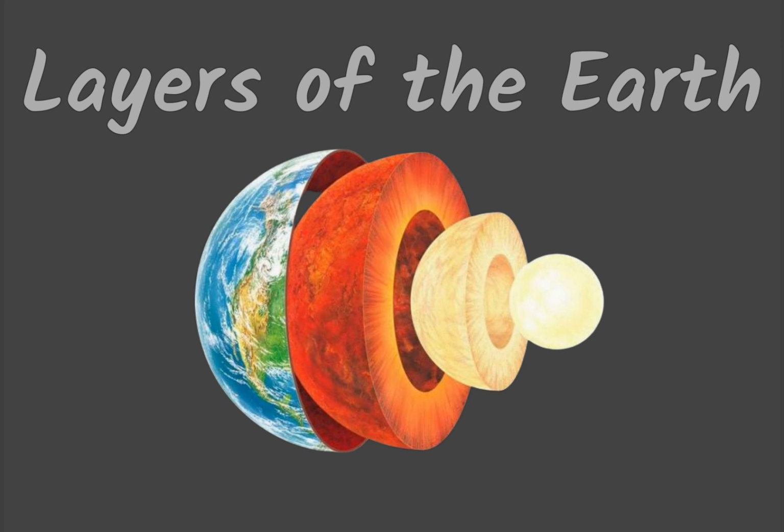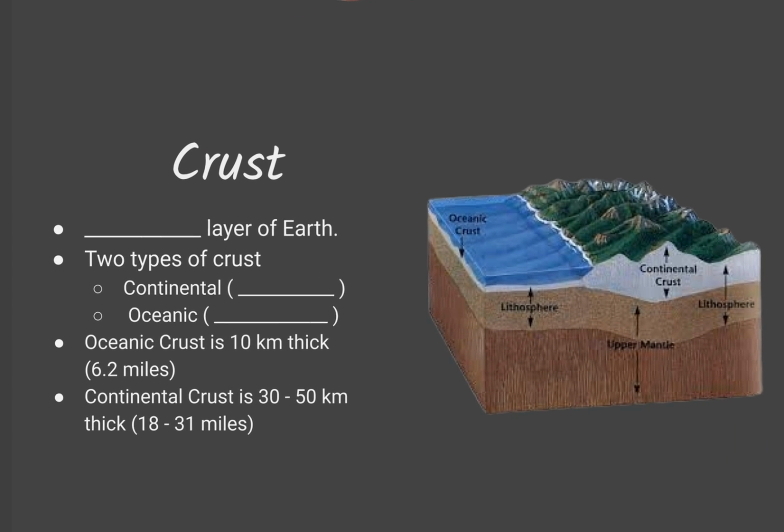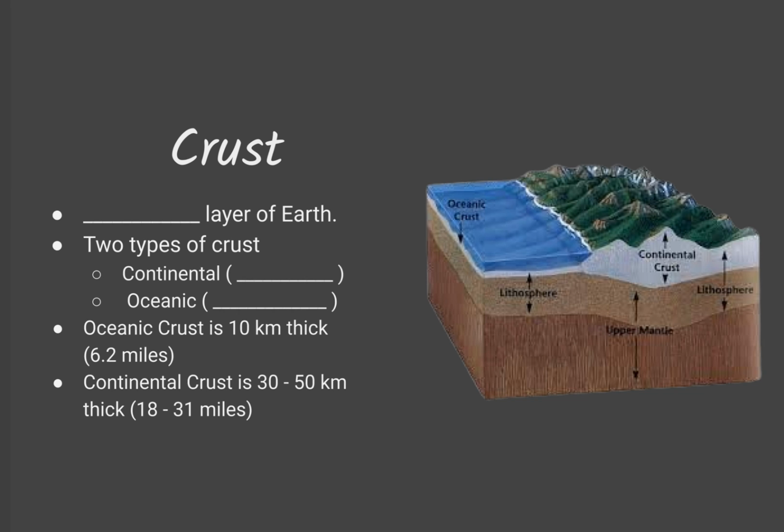As we explore those layers, we're going to start with the outside and work our way in. And that means we're starting with the crust. The crust is the outermost layer of the Earth. And there's 2 main types of crust. There's continental crust, which is made mostly of a rock called granite. And there's oceanic crust, which is made mostly of a rock called basalt. Granite is less dense than basalt, so continental crust is less dense than the oceanic crust.